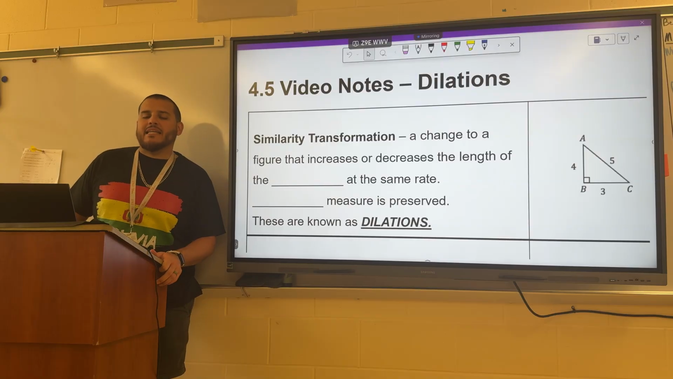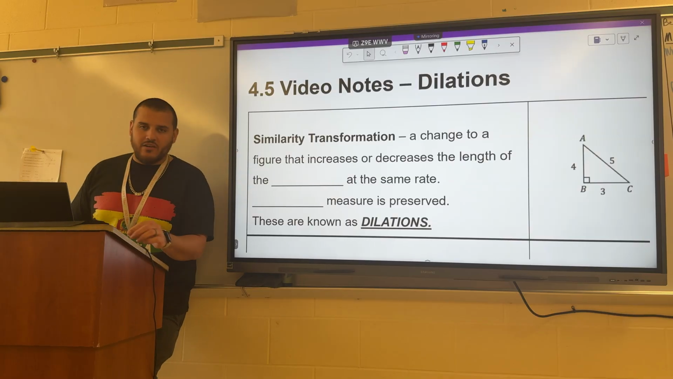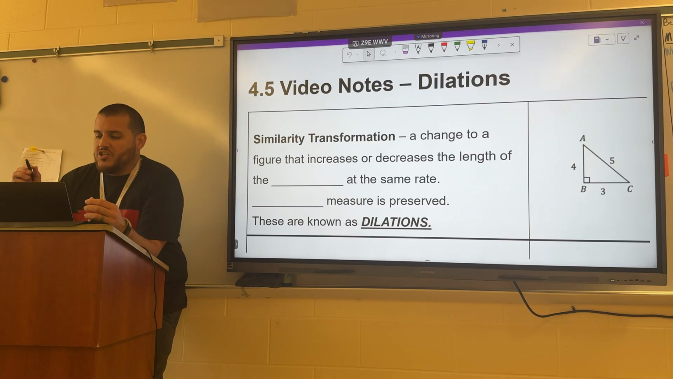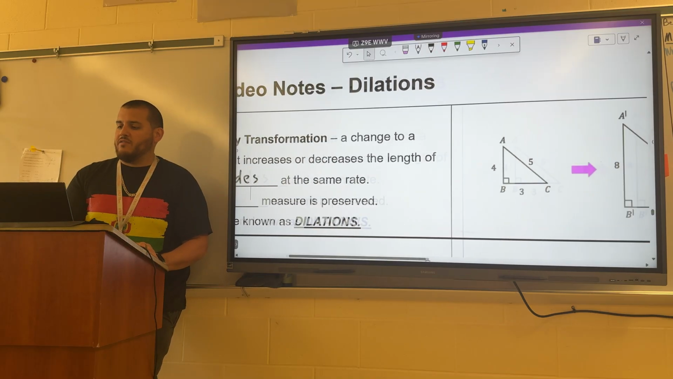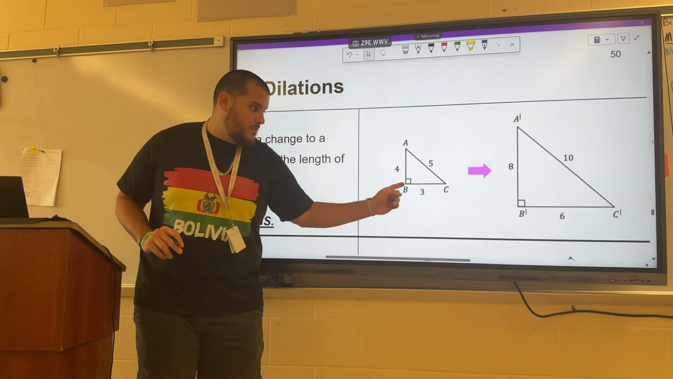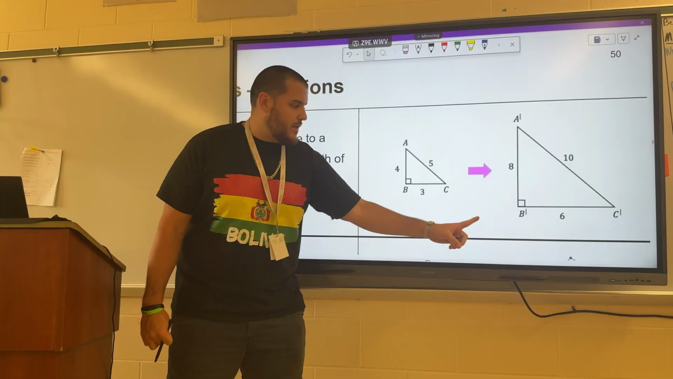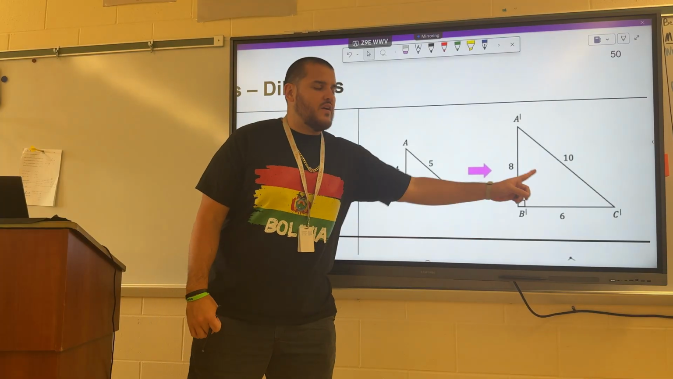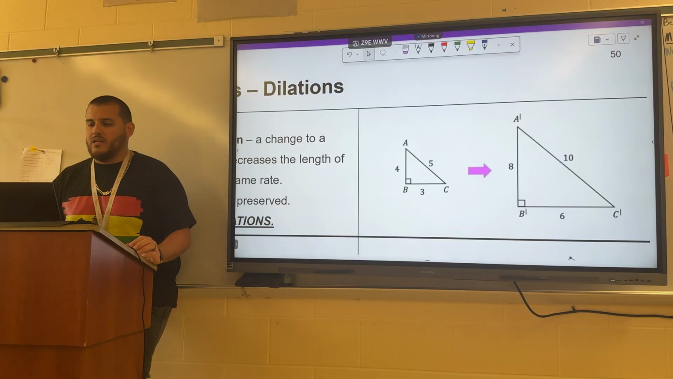A dilation is not a rigid transformation. It is not going to result in a congruent figure. Instead, a dilation is called a similarity transformation, which is a change that increases or decreases the length of the sides of a figure at the same rate, right? So when we're talking about rate, for this example, you can see side AB has doubled in size, gone from 4 to 8, and all the other corresponding sides also doubled. 3 became 6, 5 became 10. So your sides will increase or decrease all at the same rate.